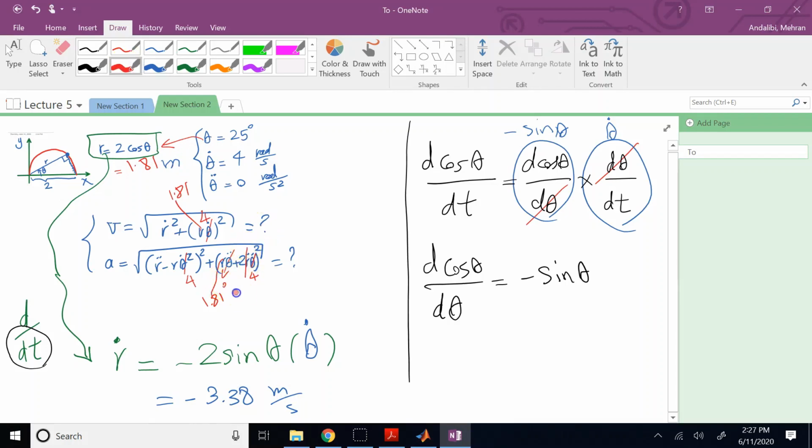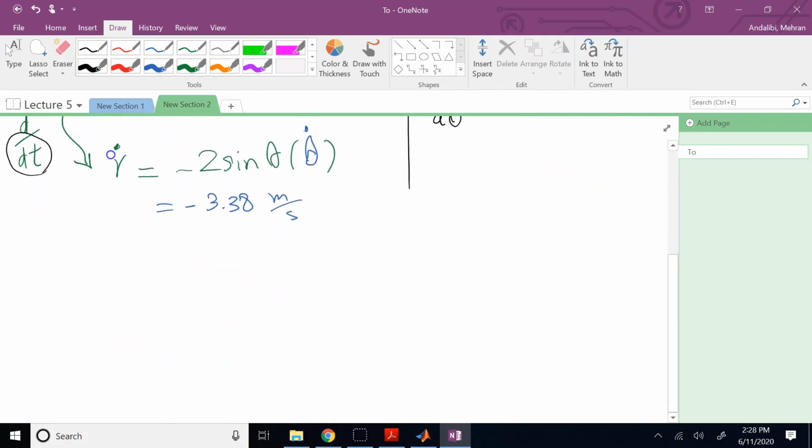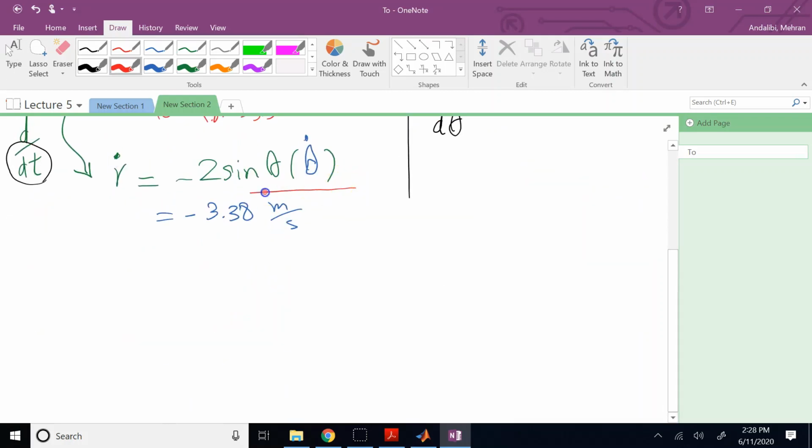Okay, so this r dot here is -3.38, and this one. Right? And again, r was 1.81 here. So the last term that I don't know is r double dot. If I know that, life is good. How do I do that? Again, I use this parametric equation that I have and take what? Another time derivative from that.